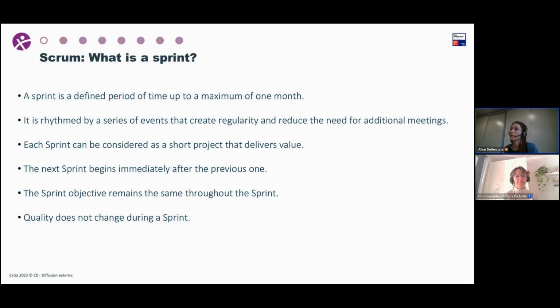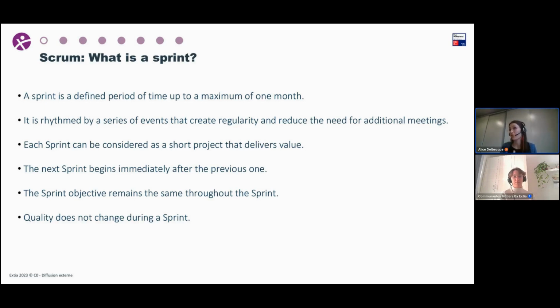You can consider a sprint as a short project that delivers value. It means that during each sprint, you will create something and bring something to the user. You won't have, for instance, one sprint with all the documentation, then another sprint with all the implementation, and a next sprint with all the tests. This is not the case in an agile method, because if you have that, in fact, you are not doing Scrum, you are doing waterfall.